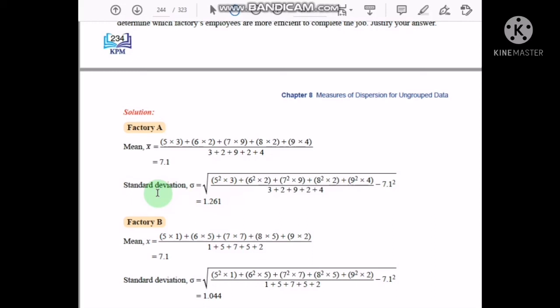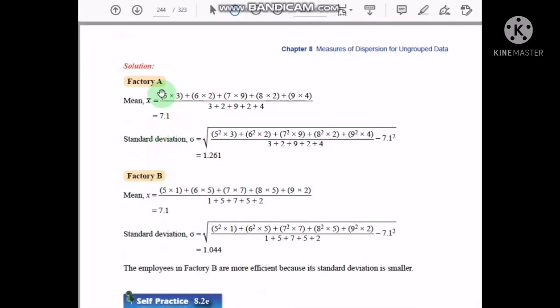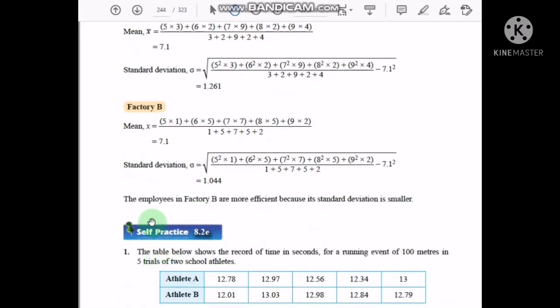So which one do we need? We need the standard deviation that is smaller, so that the data is dispersed close to the mean. Which one has the smaller standard deviation, factory A or factory B? As you can see, factory B. So the answer is: the employees in factory B are more efficient because its standard deviation is smaller. That is how you answer this question.